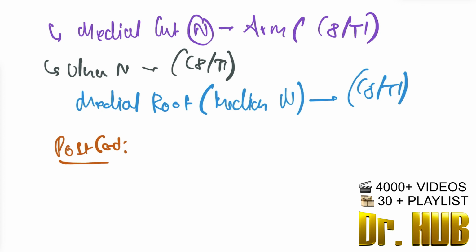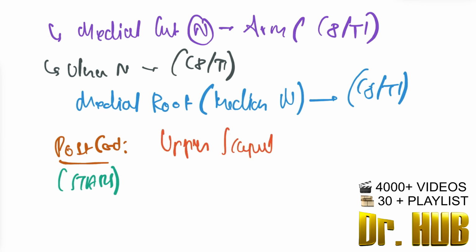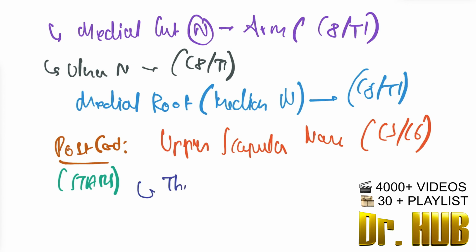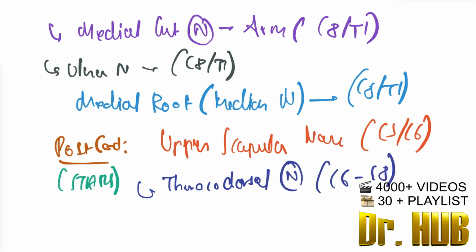The posterior cord is nothing but the STARS, and what does it include? There is the upper subscapular nerve, that is nothing but the C5, C6. Then comes the thoracodorsal nerve. The thoracodorsal nerve is nothing but the C6 to C8.